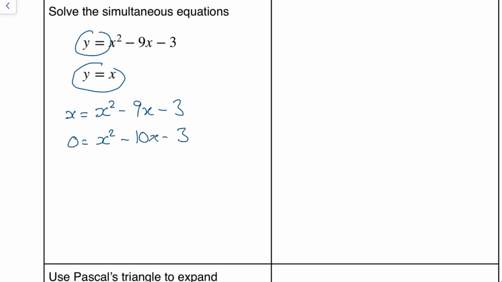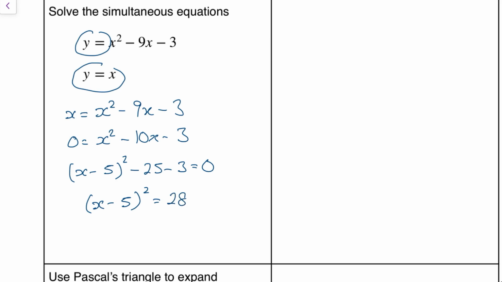Now, can I factorise? No, I can't, because two numbers that multiply to make 3 are not going to add to make 10. So that's definitely not going to work. So it's going to have to be the quadratic formula or completing the square. Just to be different, let's do completing the square. So that's going to give me x minus 5 squared minus 25 minus 3 is equal to 0, which is the same as x minus 5 squared equals 25 plus 3, which is 28.